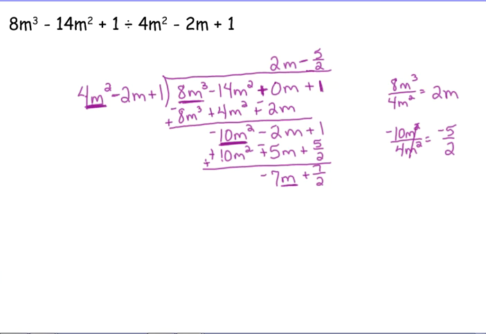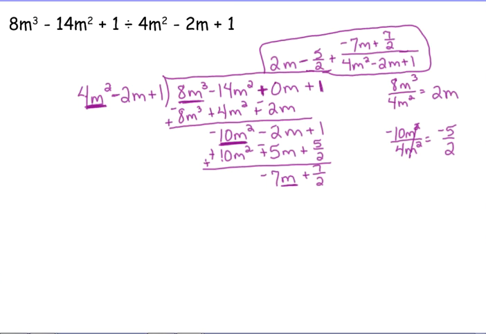Okay, you're done with the division. That entire expression right there is your remainder. So you put your remainder over the divisor, and that's the answer. This is what you get when you divide those two polynomials.